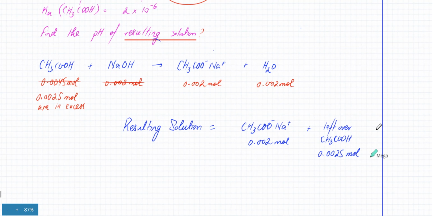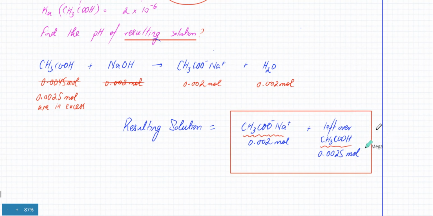Now if you look at these two, that means they've actually formed a buffer. It's the weak acid and its conjugate base. So the resulting solution is actually a buffer. Okay, is this clear? Aisha, is it clear? Sara, is this clear? Yes, sir. So that means it's basically a buffer.